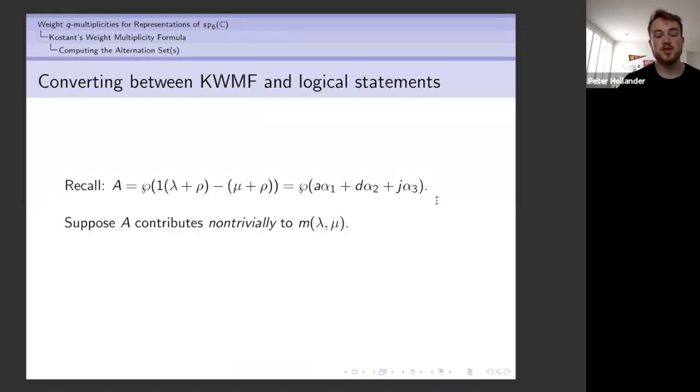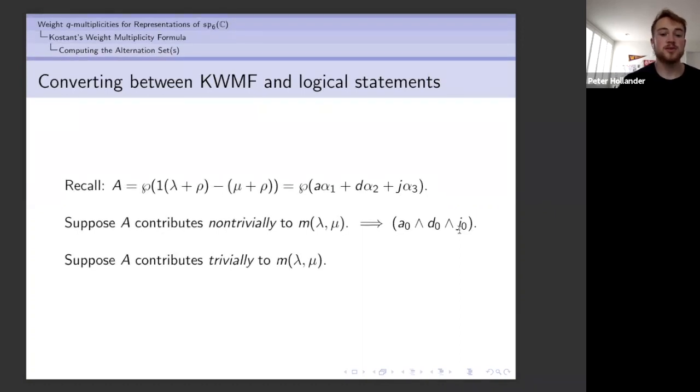And we're going to suppose that it contributes non-trivially to the weight multiplicity formula. Recall what that means is that this term evaluates to something greater than 0. Well, what that means is that this coefficient and this coefficient and this coefficient must be non-negative integers. And so we write A0, D0, and J0.